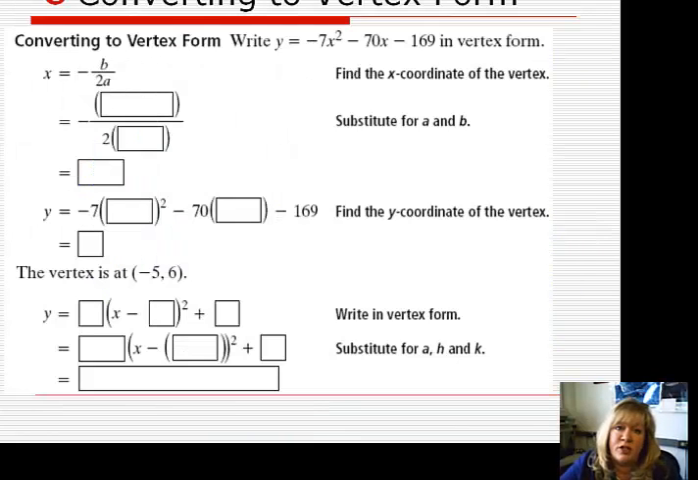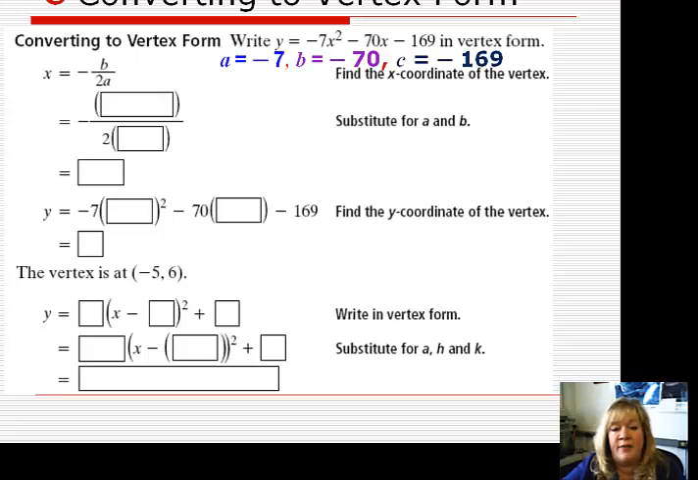Converting to vertex form, that's the other thing you're going to have to do. This is very simple because all you need is the vertex and the a. In the standard form, what they have there, -7x squared minus 70x plus 169, they already give you the a. So little a is -7. That's going to be the same as it is in vertex form. b is -70 and c is 169.